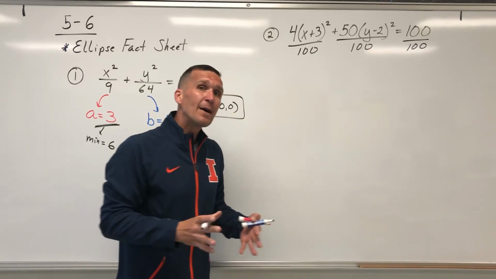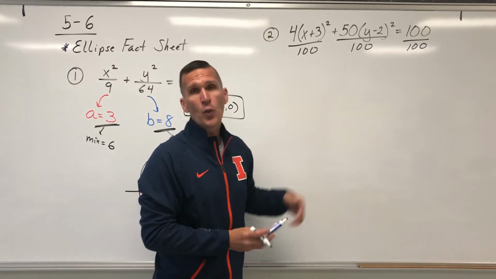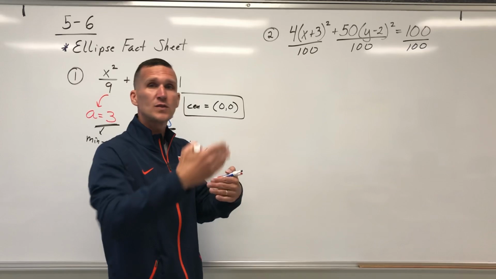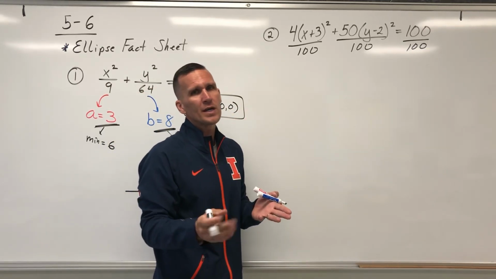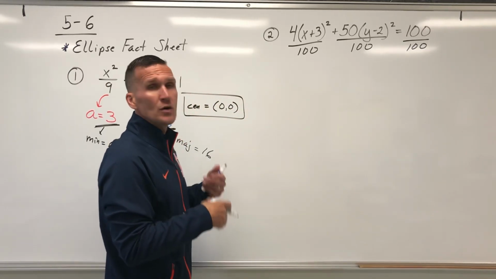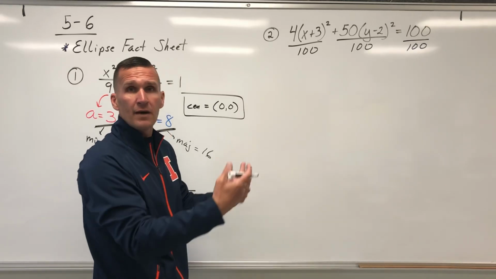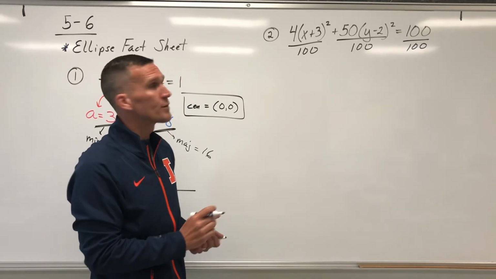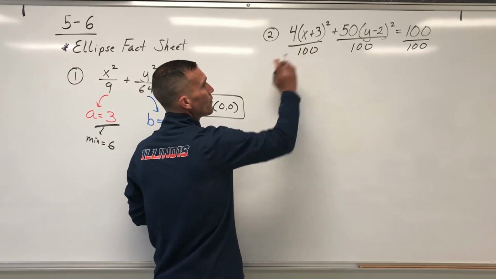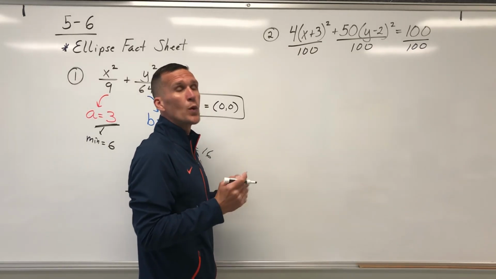Now, it would not be nice if these fractions don't work out to be like a nice 1 over something, and we're not going to get into those this year. But yours will always be like 1/2 or 1/3 or 1/4 or something like that. Well, 4 over 100 represents 1/25.